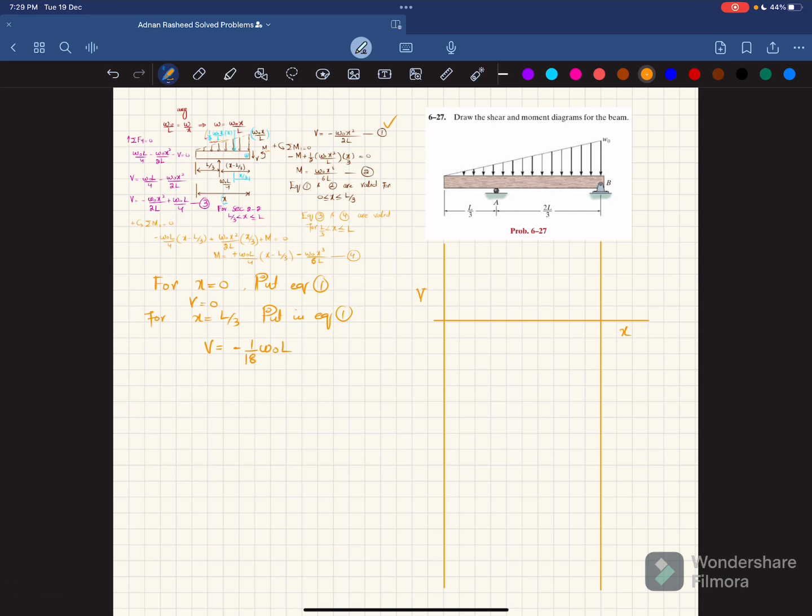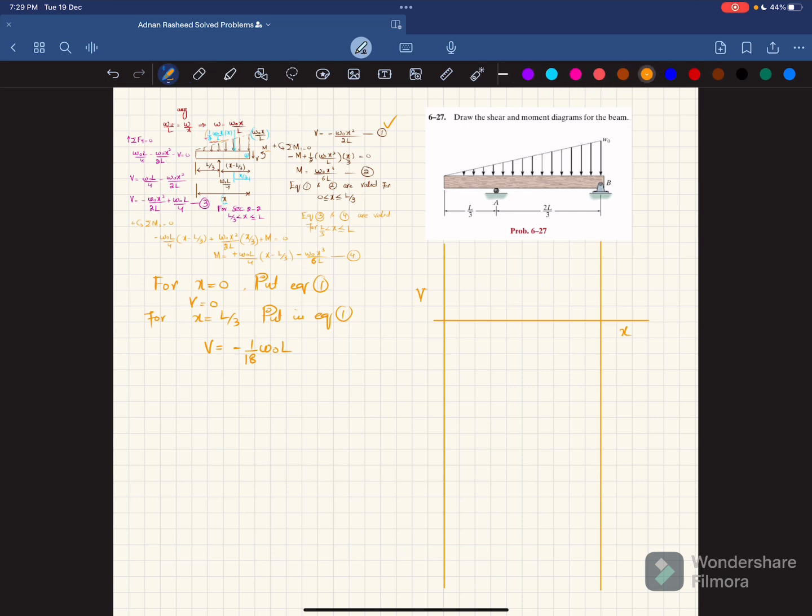We can put V is equal to minus W naught, and you will replace x by L by 3, whole square over 2L. So that will be minus W naught L square over 18L, which is equal to minus W naught L over 18. Clear?